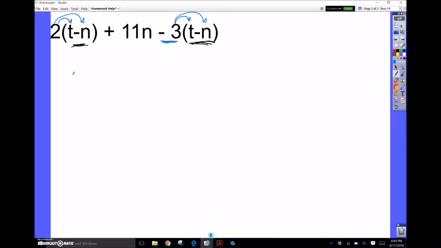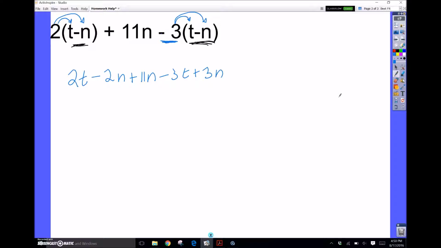So 2 times t is just 2t, minus 2 times n is 2n. Now there's nothing really I can do right here, so I'm just going to write plus 11n. And then I have negative 3 times t, which is a minus 3t. And negative 3 times negative n, well, if we remember, a negative times a negative is a positive. And 3 times n is just 3n.